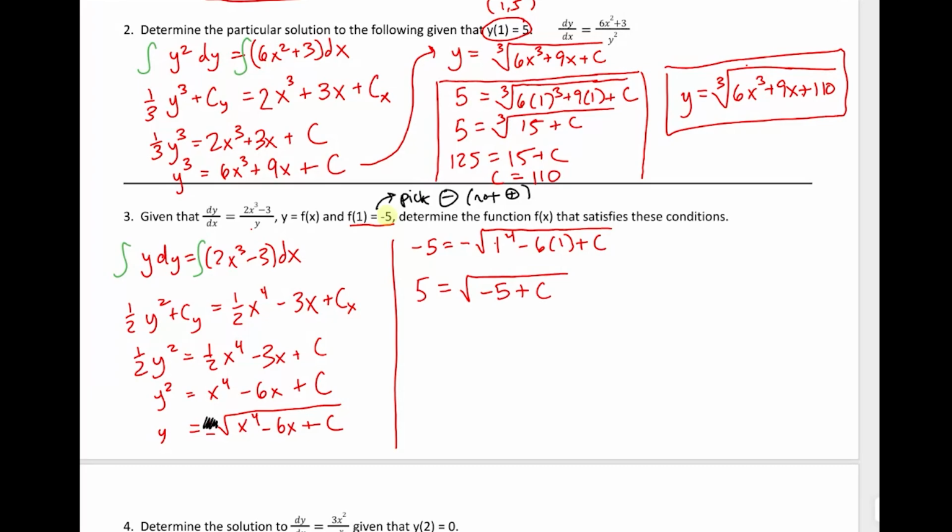And now I could square both sides to get rid of that square root. 25 equals negative 5 plus c. So if I add 5 to both sides, I get 30 as my value for c. Now, since I know my value for c, I can write my equation. What I've been looking for is y equals negative the square root of x to the 4th minus 6x plus 30.